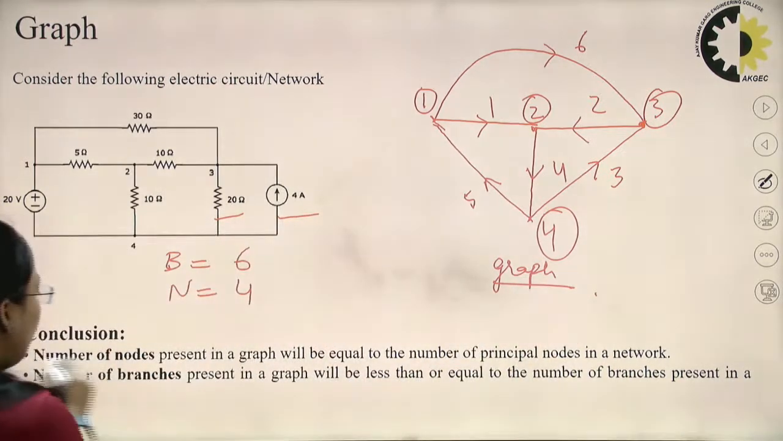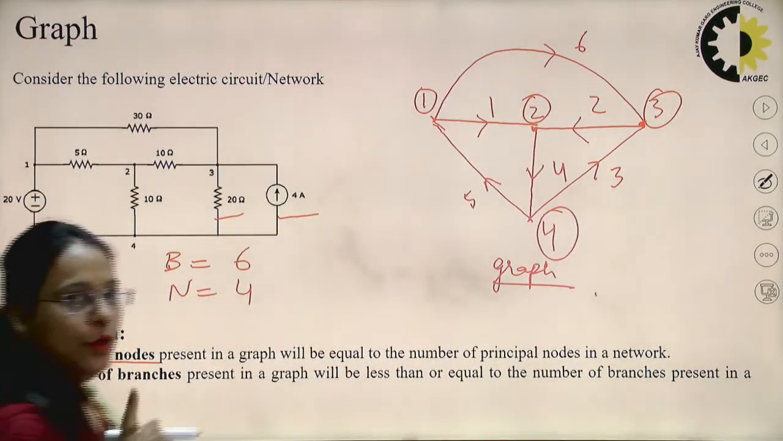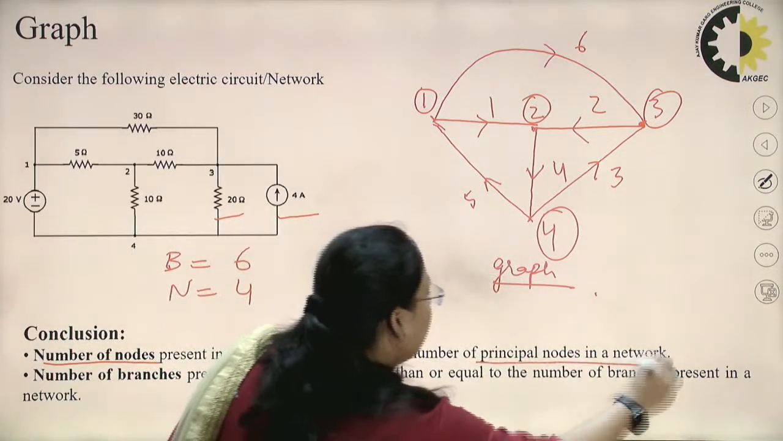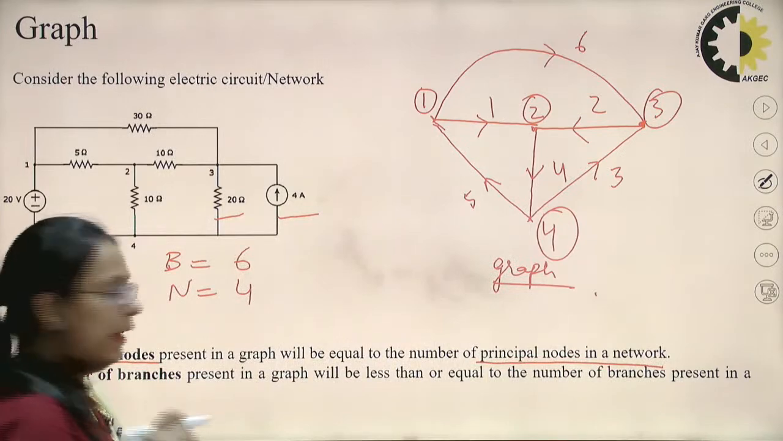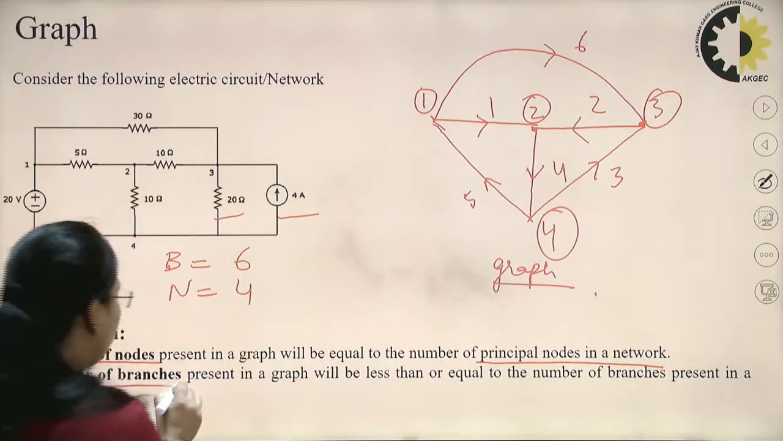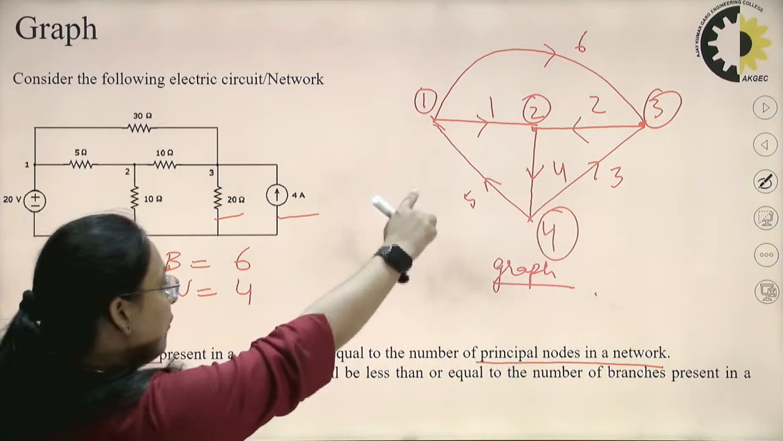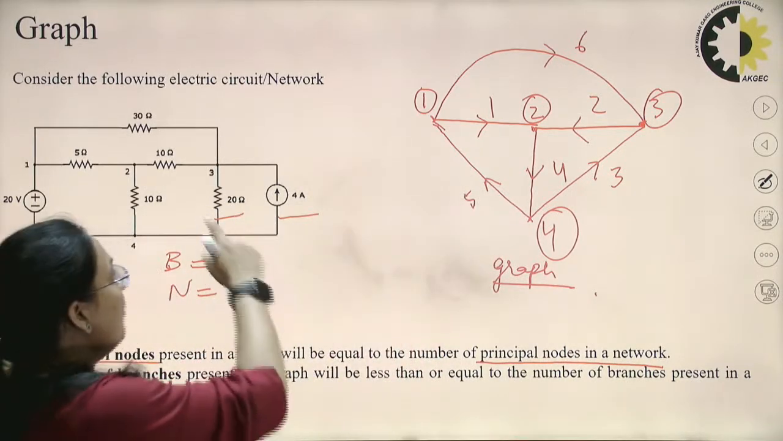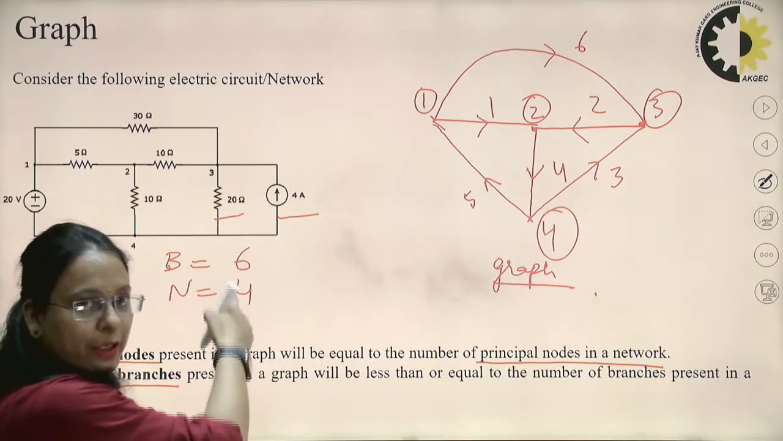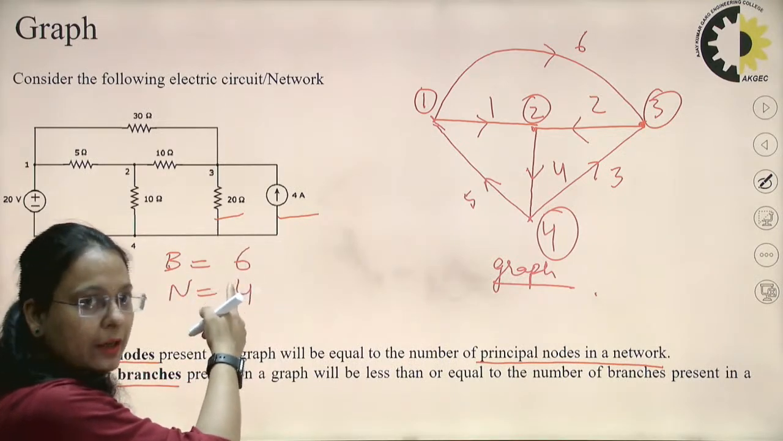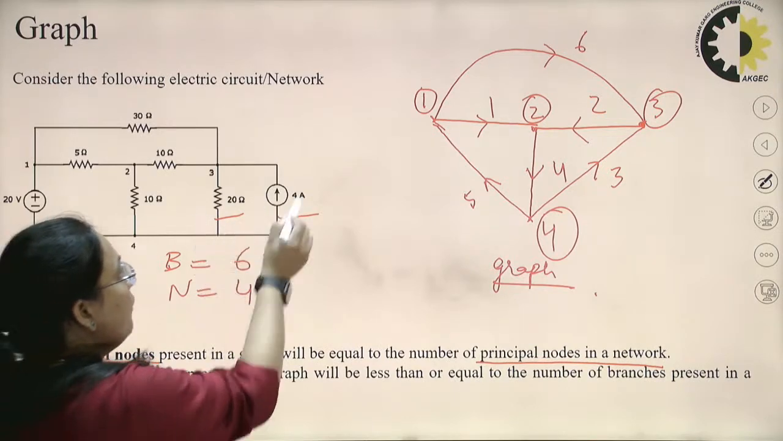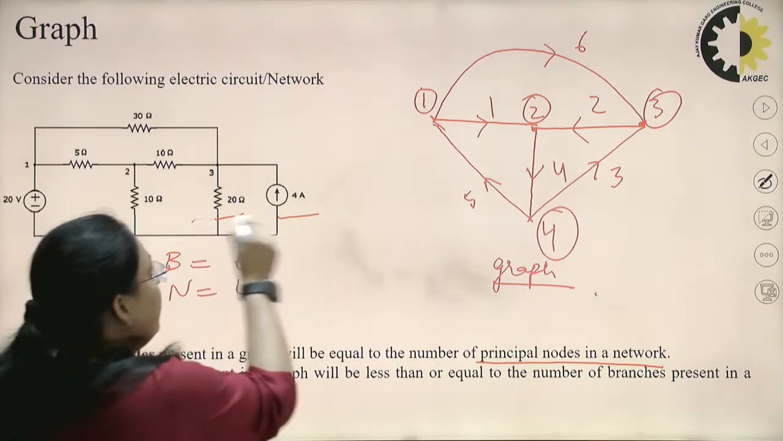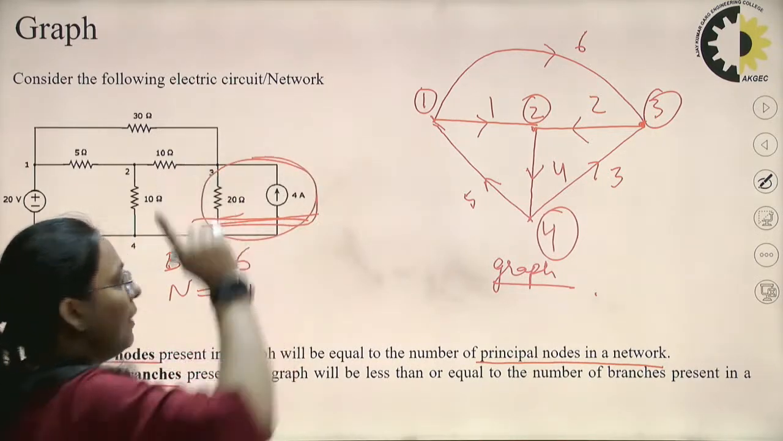Okay, so this is the conclusion: the number of nodes in the graph will always be equal to the number of nodes present in the network given. The second point is that the number of branches in the graph will be either less than or equal to the number of branches in the network or the electric circuit, right? Why? Because I have told you that we can take this parallel combination as a single branch. We can represent this connection by a single branch.